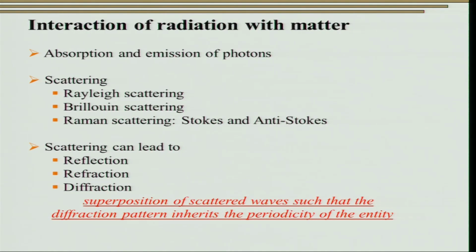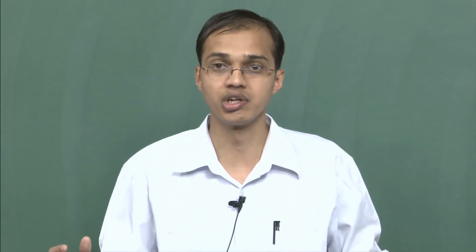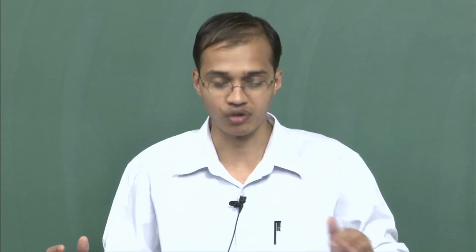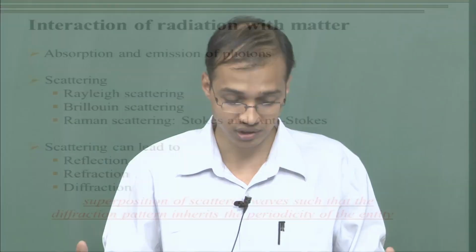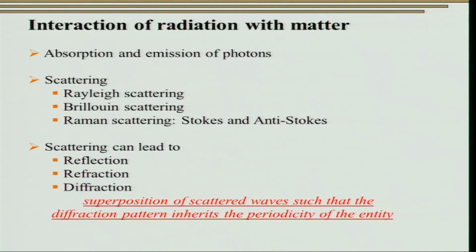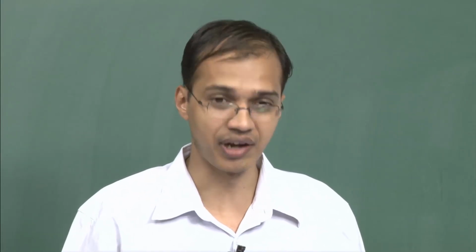Part of these scattering events, which I have mentioned here, will be covered in the course of this module, as most of the characterization techniques to be introduced in the later part of this course are dependent on various scattering events. We are also aware that scattering can lead to reflection, refraction and diffraction. The most important of it is diffraction, which is essentially defined as superposition of scattered waves such that the diffraction pattern inherits the periodicity of the entity. I am going to spend a couple of slides later focusing on what exactly is diffraction.